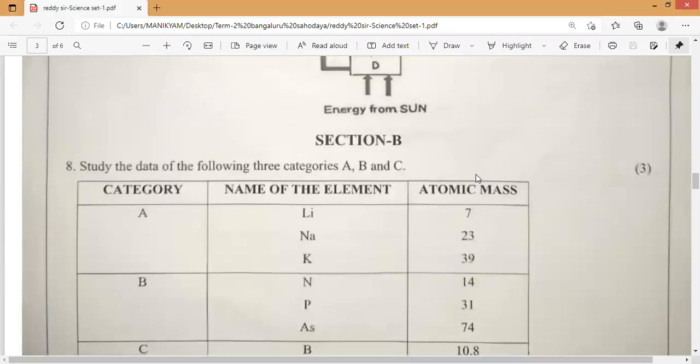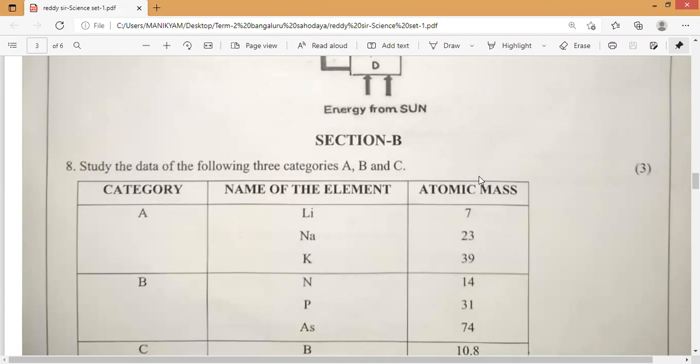So as you know, section A we finished in the last class. Now today's class we'll try to finish the section B questions. Here I will also explain the mark distribution, how the marks will be distributed based upon the question.